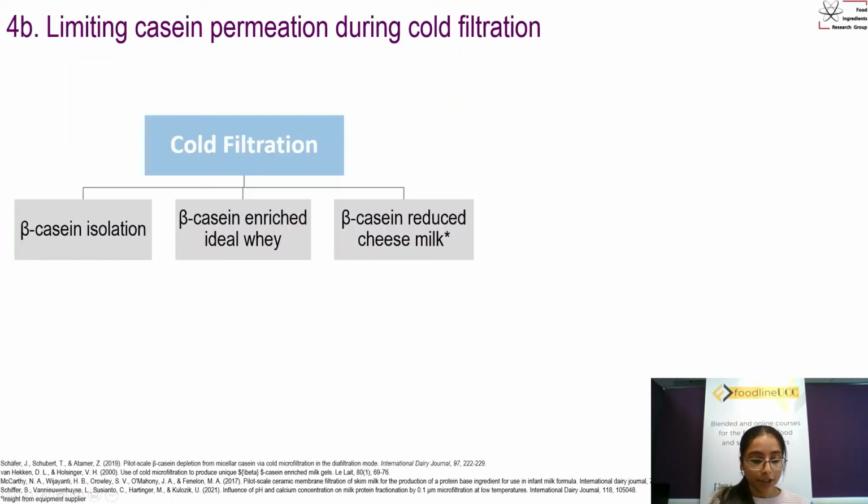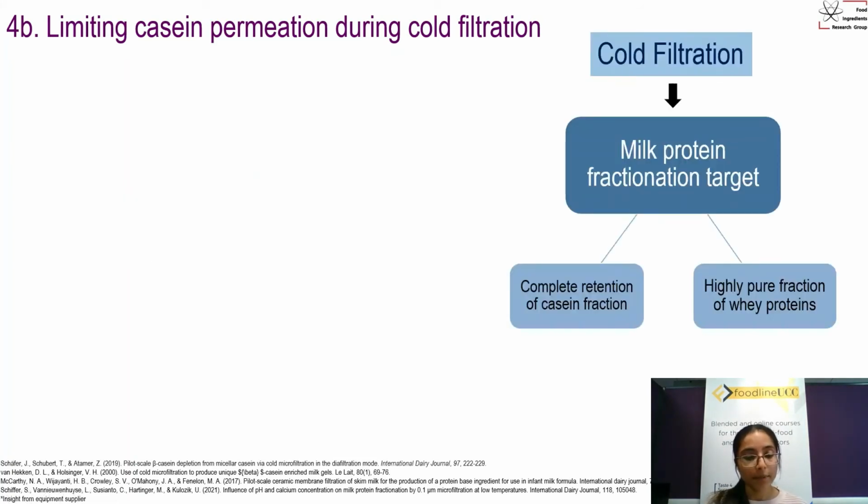So as I mentioned before, there are great potentials of cold MF applications like beta-casein enriched whey ingredients or isolation of beta-casein to make concentrates or isolates, or to reduce beta-casein to make cheese milk with less bitterness. However, despite these applications, major application of MF is to target milk protein fractionation, where casein can be completely retained in retentate and whey permeate fraction remaining highly pure.